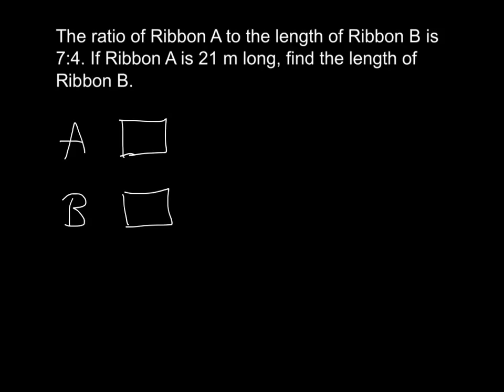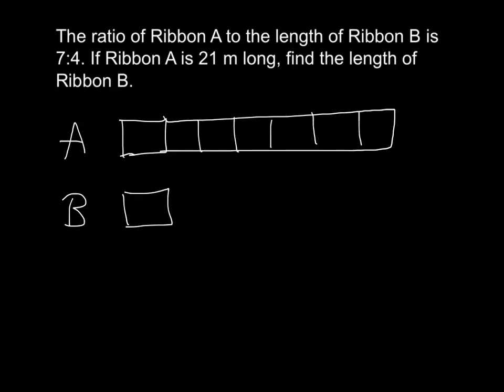Since A to B is a 7:4 ratio, let's make 7 units for ribbon A. And let's make 4 units for ribbon B. And so we have a 7:4 ratio, and it doesn't matter what number goes in the units, as long as it's the same in every one, we'll know we have a 7:4 ratio. So we already have modeled that the ratio of ribbon A to the length of ribbon B is 7:4.